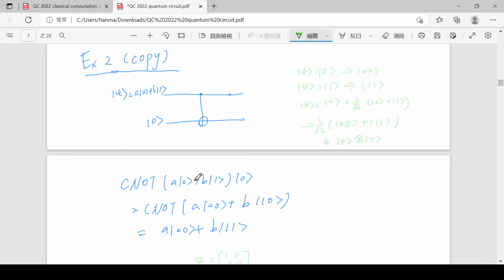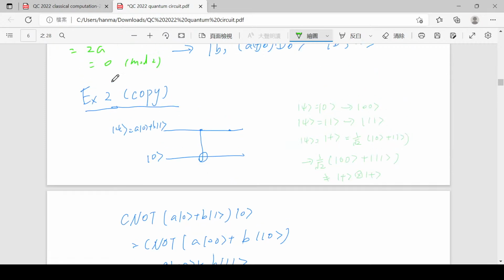Then it's the same calculation. You expand this out, so it's A00 plus B11. Then you apply CNOT on those 00 and 11. So CNOT on 00 stays 00. And CNOT on 11, you will add the 1 onto the second qubit, so it becomes 1, 0, so it adds this 1 to 0, so it becomes 11.